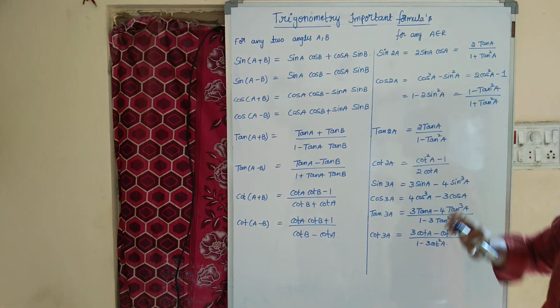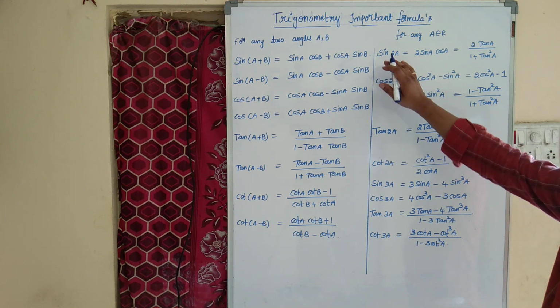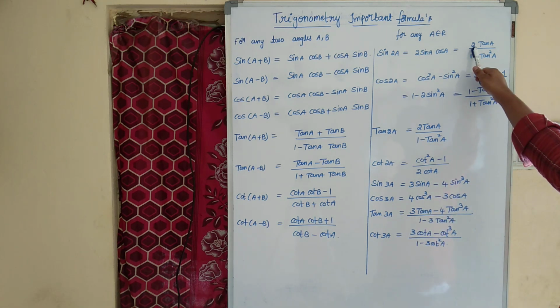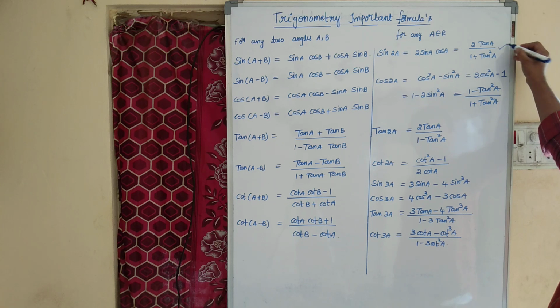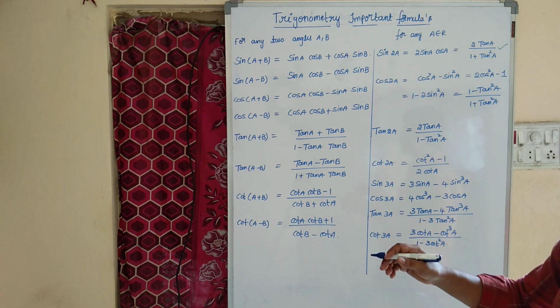sin 2A equals 2 sin A cos A. What is the formula of sin 2A? Sin 2A is 2 sin A cos A. Also we can write it as 2 tan A divided by 1 plus tan square A, which is the most important formula, children. Coming to cos 2A, we can write it in different ways.